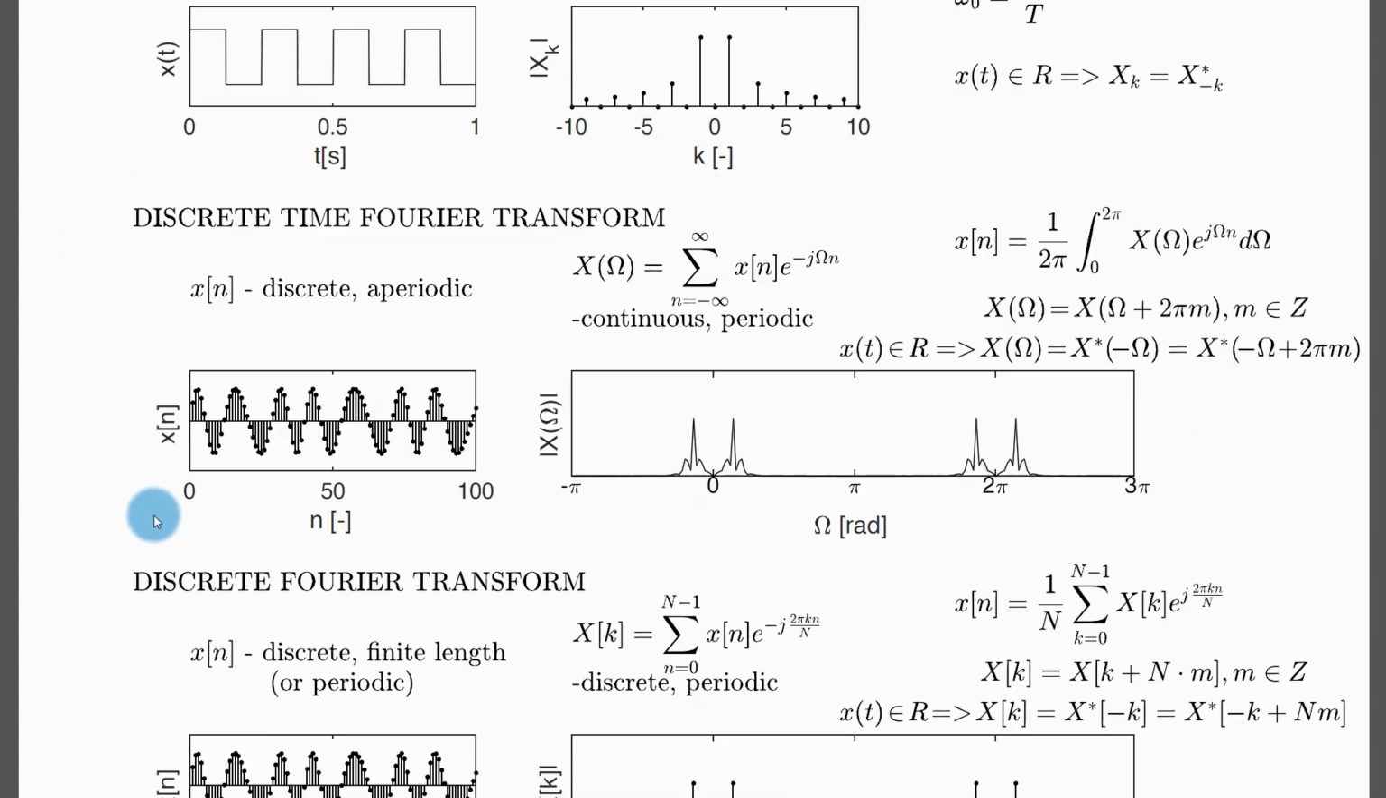Now this is the summary of the discrete-time Fourier transform. This is the formula for the forward transform and this is the formula for the inverse transform. The discrete-time Fourier transform is used for discrete aperiodic signals and its spectrum is continuous periodic with period of 2 pi. And this is how we write that periodicity mathematically. Now if the signal is real, we have that symmetry in the spectrum. And because the spectrum is periodic, this symmetry repeats itself. And this is how we write that symmetry mathematically.